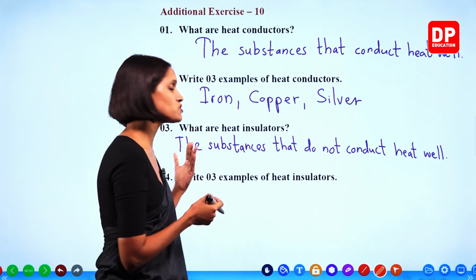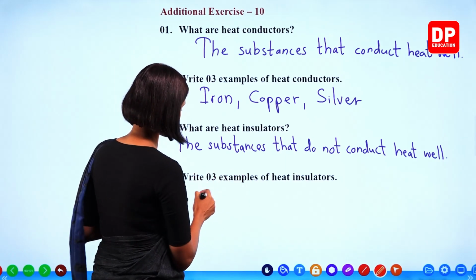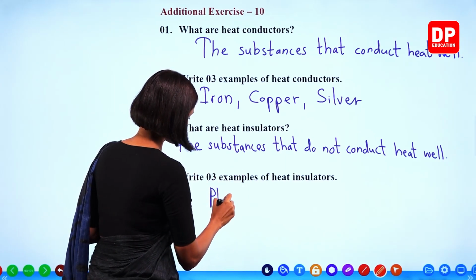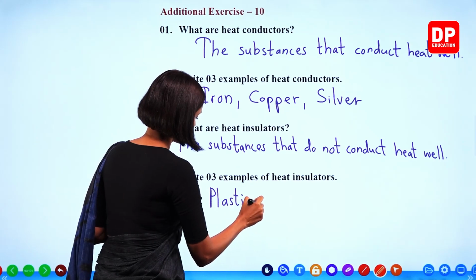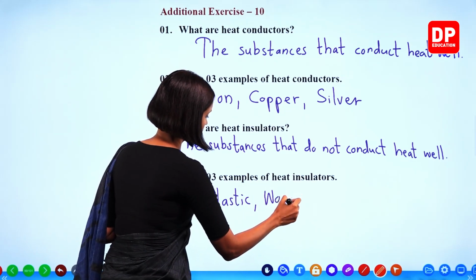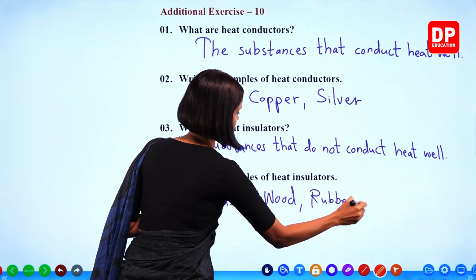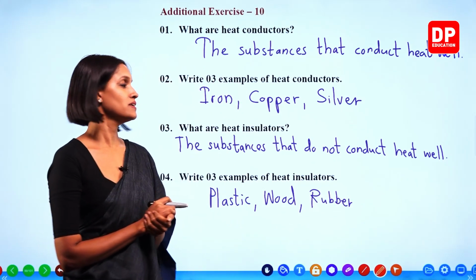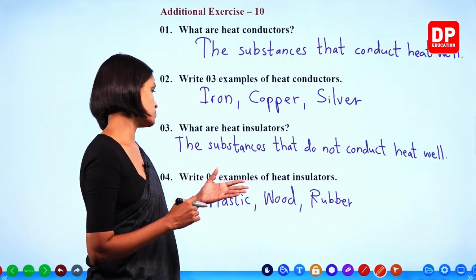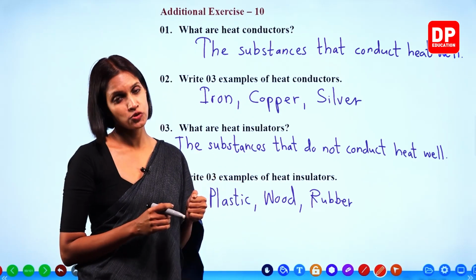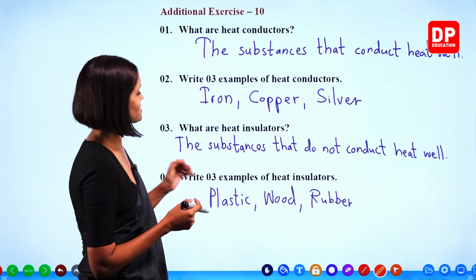Write 3 examples of heat insulators. Let's write plastic, wood, rubber. Right, children? Examples of heat insulators. You can write the other examples too. Right? We'll move on to the next.